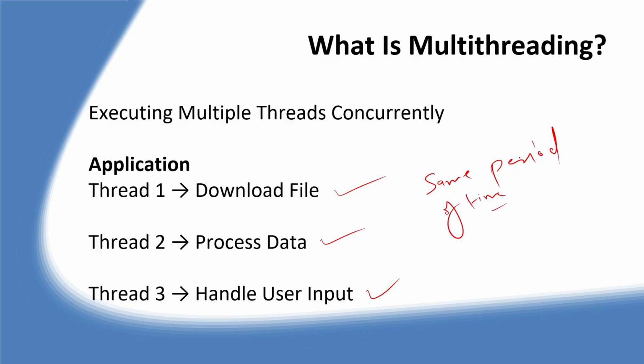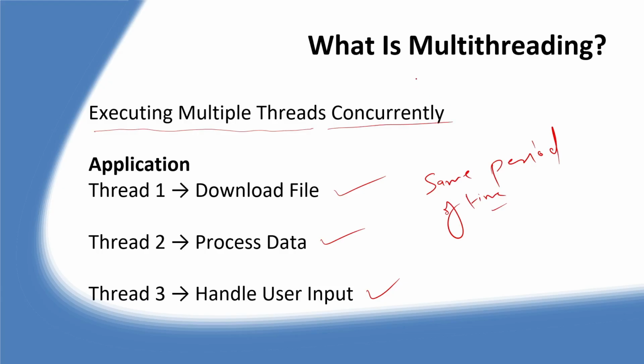This allows us to build applications that are more responsive and can use system resources more efficiently. Why am I saying more responsive? Because we can perform three tasks in the same period of time, which means we don't need to wait. The application will respond immediately, or might take some time, but compared to sequential execution, it will respond faster. That is an advantage of using multithreading. So multithreading is executing multiple threads concurrently.